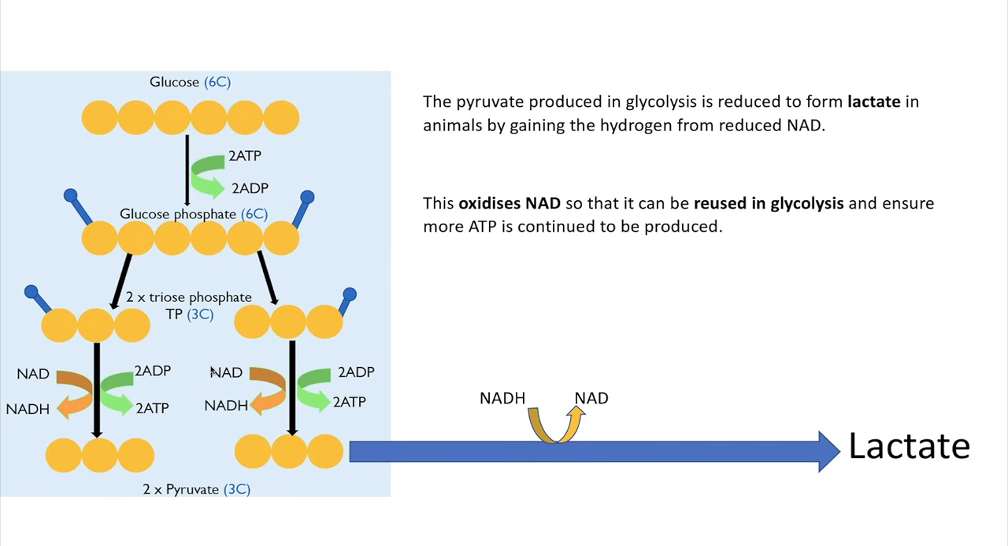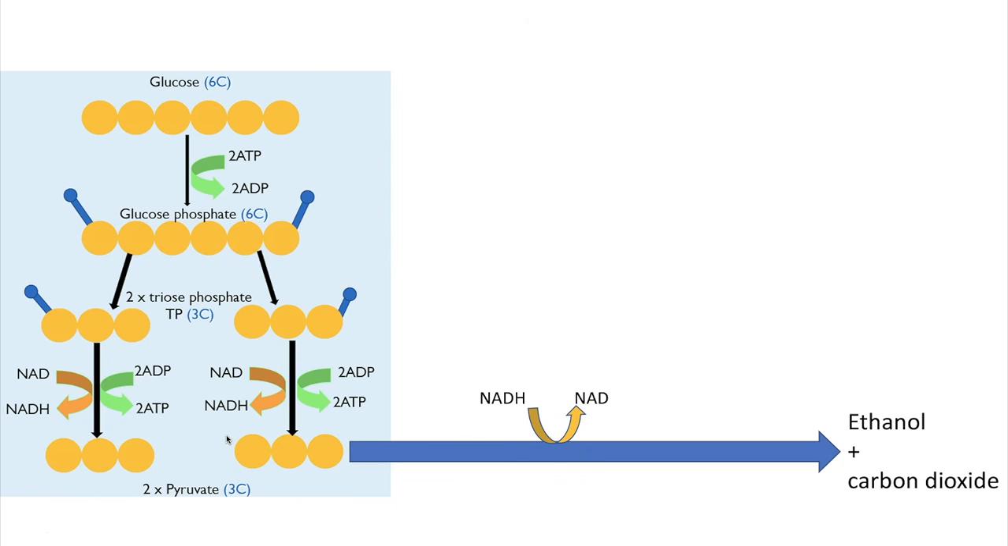And that's where we get this oxygen debt, where you need to take in lots and lots of deep breaths to get enough oxygen to diffuse it into the bloodstream. And that oxygen can then break down the lactic acid in the liver back into non-harmful substances that can be used as respiratory substrates. Similar in plants and microbes, but instead of making lactic acid or lactate, we have ethanol and carbon dioxide being produced.